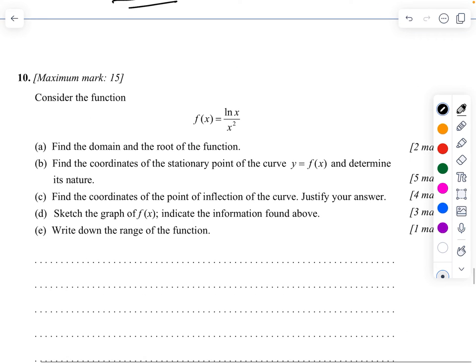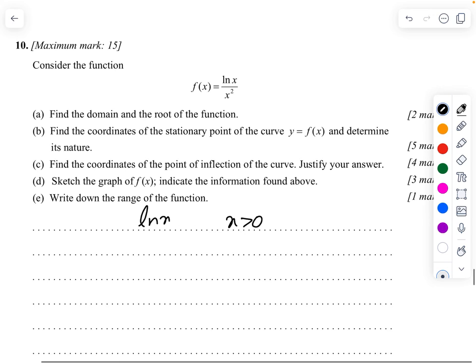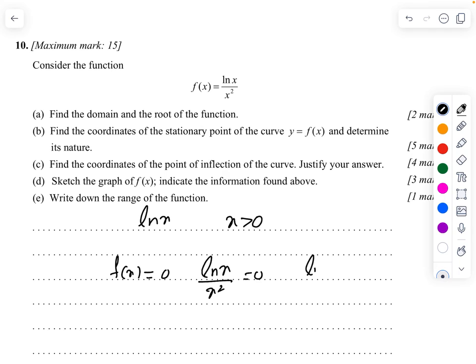Question number 10. Find the domain and the range. Domain: we know that the domain of ln x is x > 0, because only positive numbers I can substitute. And the root of the function: the root of the function means f(x) should be equal to 0. So ln x/x² = 0, means ln x = 0, means ln x = ln 1. So x = 1.